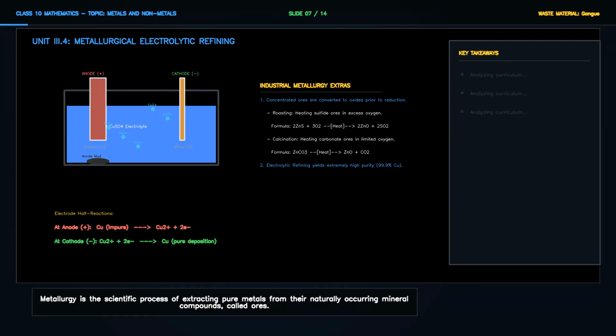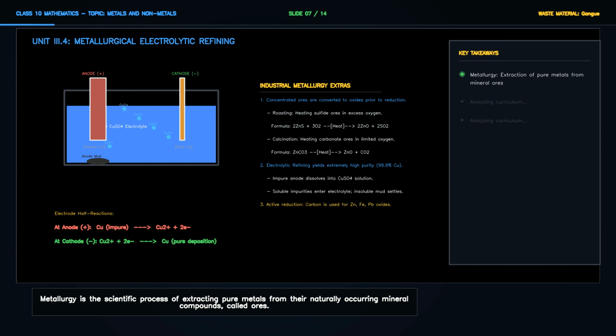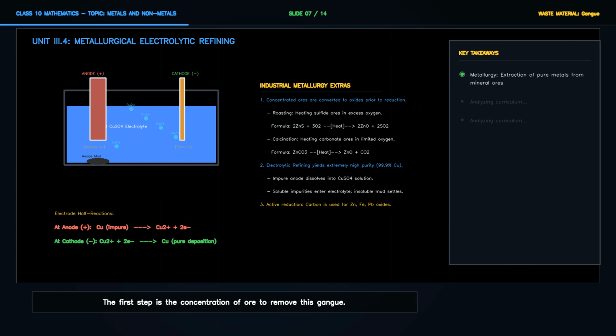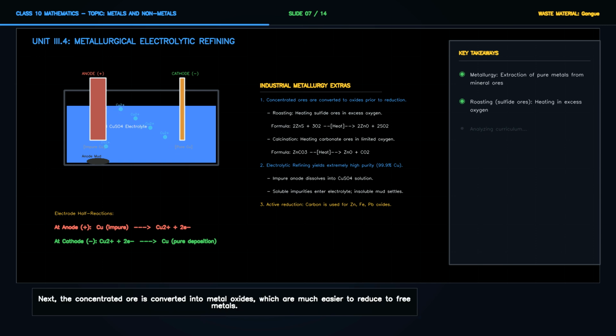Metallurgy is the scientific process of extracting pure metals from their naturally occurring mineral compounds, called ores. Ores mined from the earth are usually contaminated with large amounts of impurities like soil and sand, known as gangue. The first step is the concentration of the ore, to remove this gangue. Next, the concentrated ore is converted into metal oxides, which are much easier to reduce to free metals.